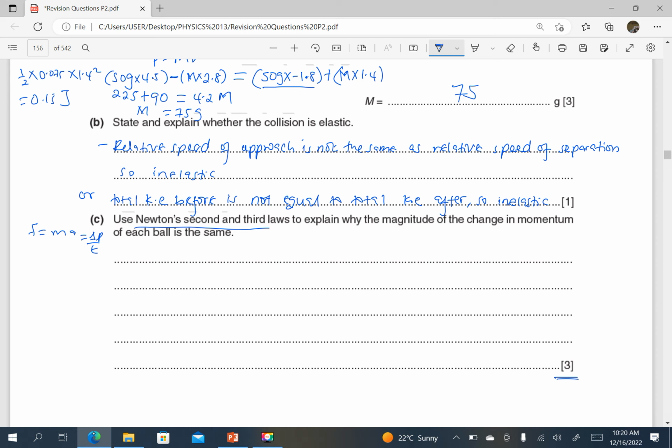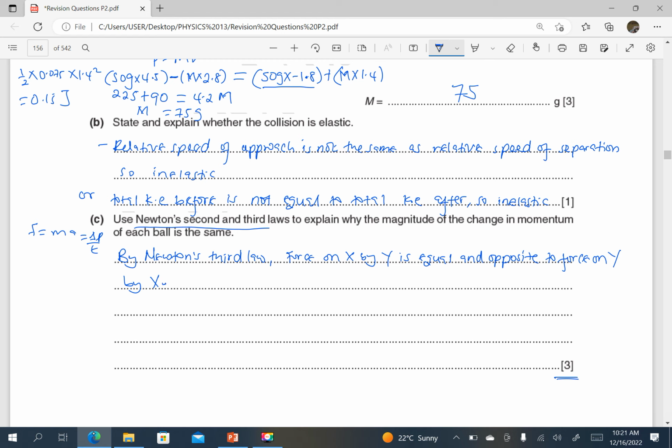By Newton's third law, the force on X by Y is equal and opposite to the force on Y by X. That is by Newton's third law.